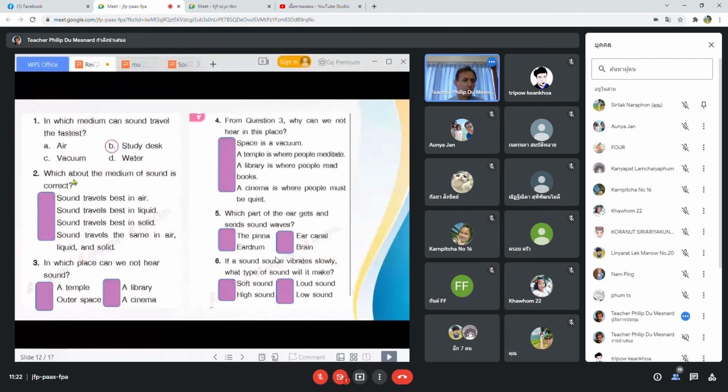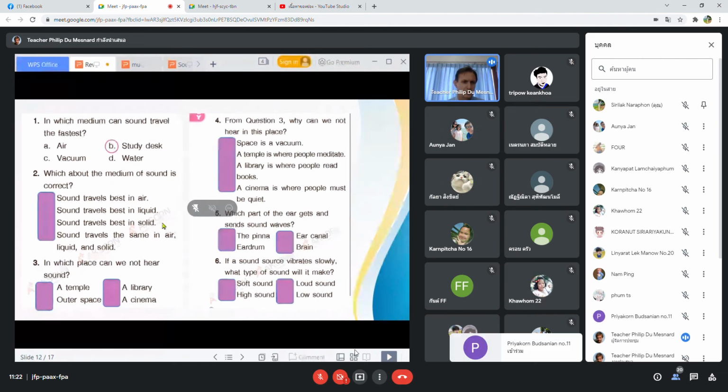Okay, next one. Which statement about the medium of sound is correct? Sound travels only in air, no. Sound travels only in liquid, no. Sound travels only in solid, I think yes. And sound travels the same in air and liquid and solid, no. I think this one has to be C.